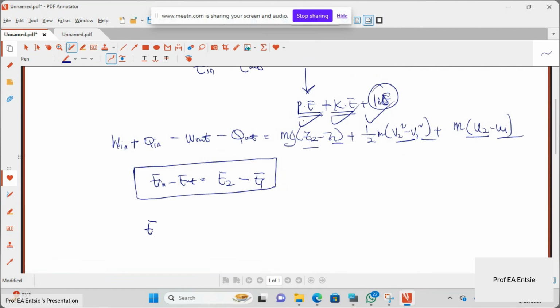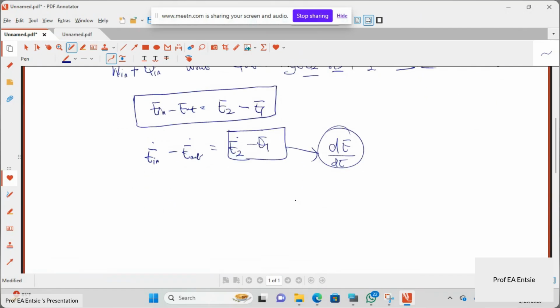If you want to write it in terms of rate, it will be energy input rate minus energy output rate should be equal to the change in energy rate. And this change in energy rate is sometimes called dE/dt. All right, so this is what I want you to take note of. And in a closed system, since there is no mass transfer, it is hardly ever that you will see m input minus m output.